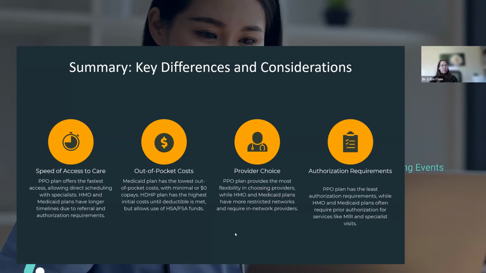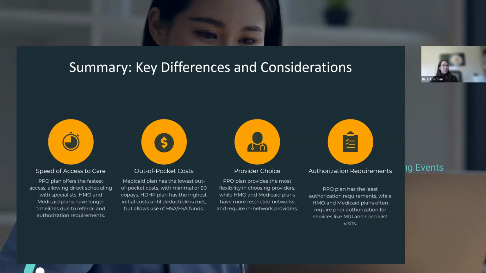The real differences are these four things, right? So how quickly can you get in? That's really determined by how many providers there are who take that type of insurance. There are out-of-pocket costs. So how much is it going to cost the patient? And remember, you've got to add in the premium, but also all the copays and what the deductible is and what the max out-of-pocket is. That's kind of your total out-of-pocket costs.